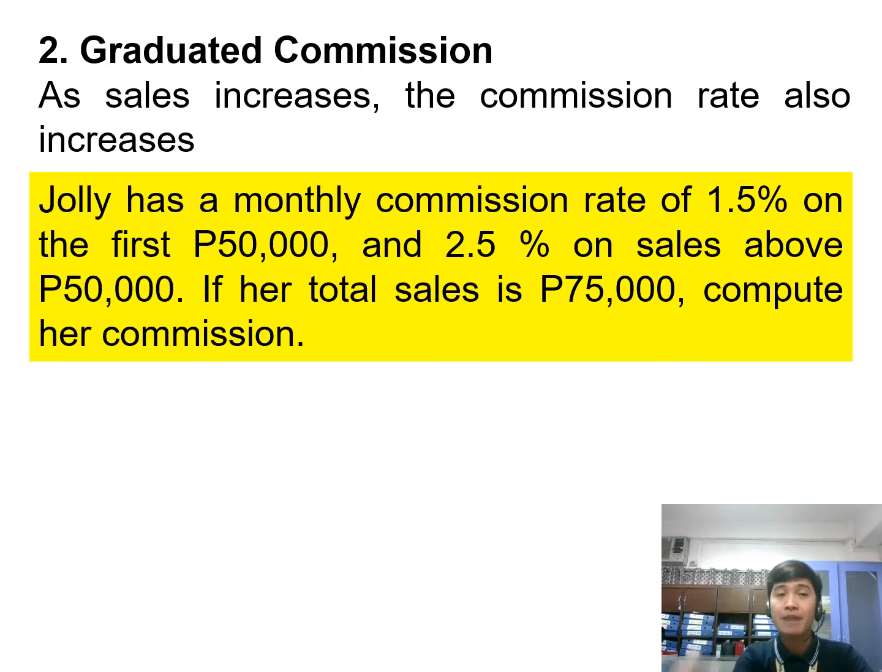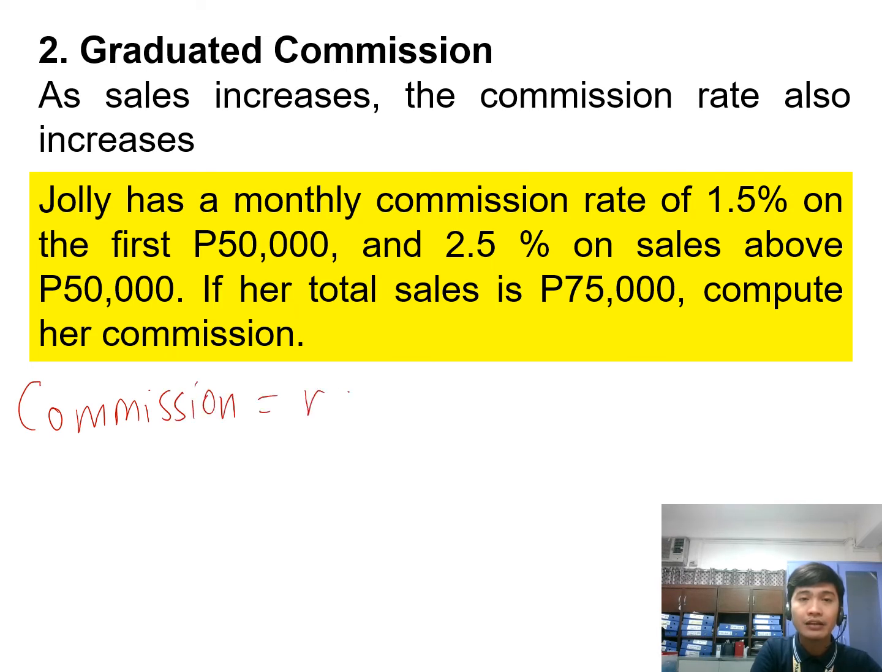Now, based on the problem, her total sales is 75,000 pesos. Let us try to compute yung kanyang commission. Okay, we all know that commission, alam natin na ang commission ay nako-compute natin by multiplying the rate with the total sales. Ganyan natin kinu-compute ang commission. Okay? Ngayon, ang total sales ni Jolly ay 75,000 pesos.